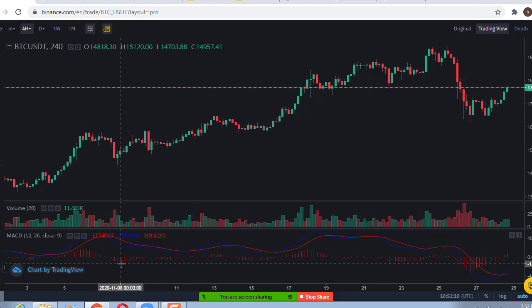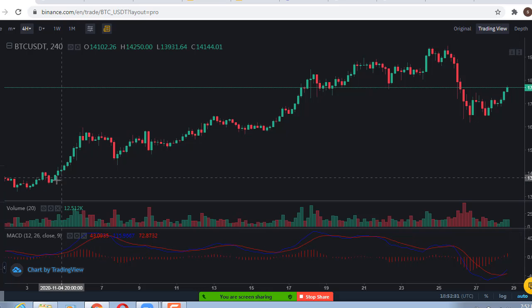We have this line I call the histogram. The MACD shows if the market is going down, it forms to the downside from the zero line down. Now, if the market is going up, it forms from zero up. That is when the market is going up. That is when it is forming a bullish candle.